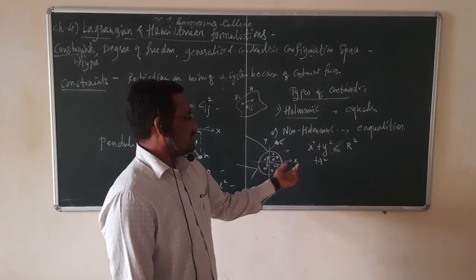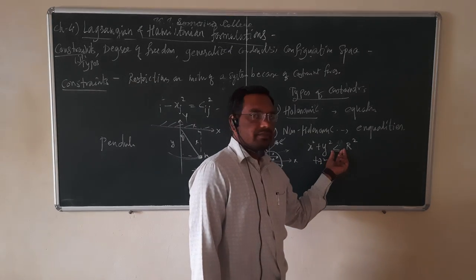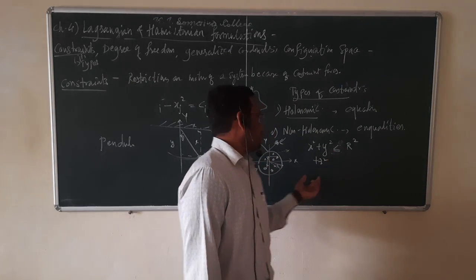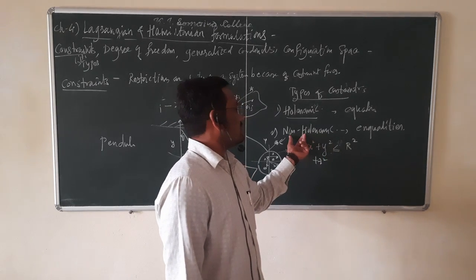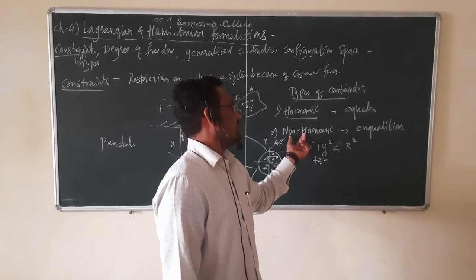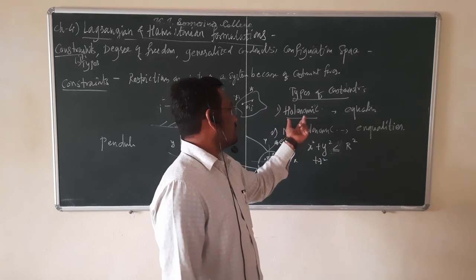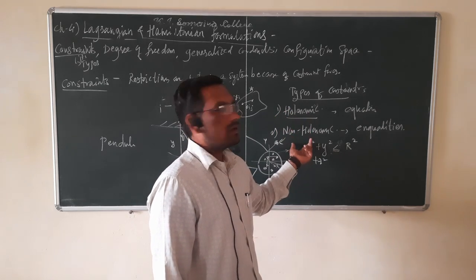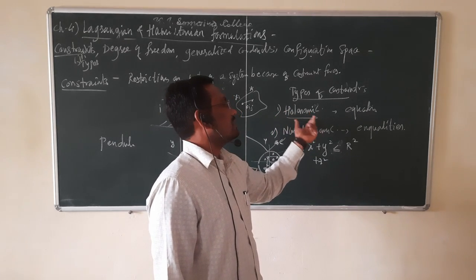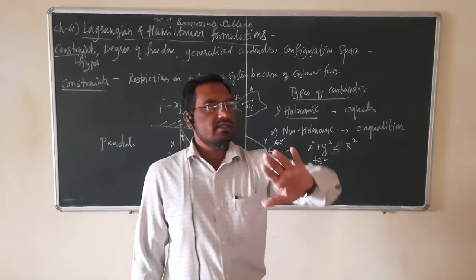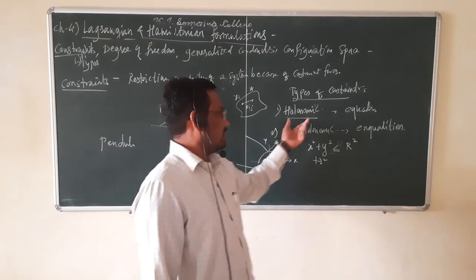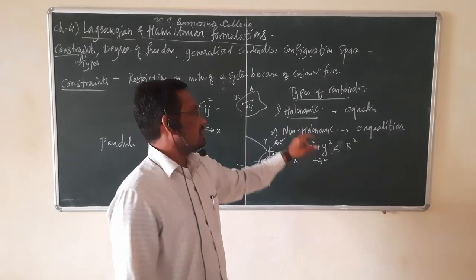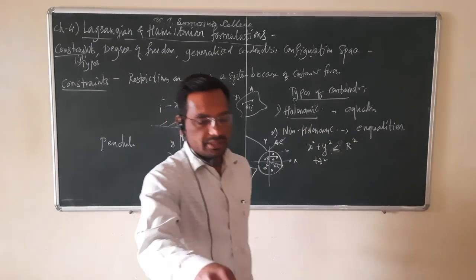So here we have inequalities. Whenever we do not have equations but have inequalities, such constraints are non-holonomic constraints. Time is also important in holonomic and non-holonomic constraints. If a holonomic constraint is in the form of an equation and time is also present, okay, so if the equation contains time, then such constraints are also holonomic constraints.